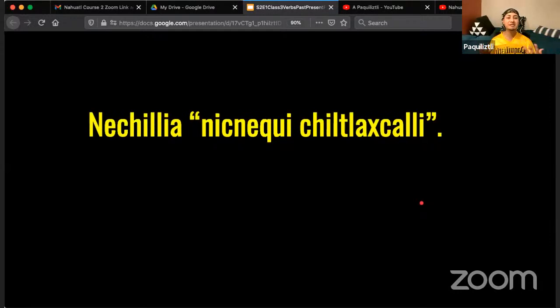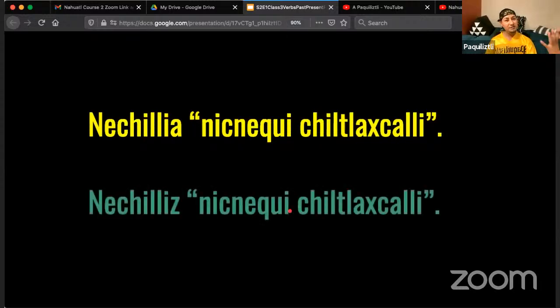This would be translated in English as like enchiladas, which is actually a Spanish word. But chiltlaxcali could be translated as enchiladas, or there's a specific dish that they make in the Huasteca called chiltlaxcali, which is basically tortillas battered in chile, which is like enchiladas. That's literally what enchilada in Spanish means. Okay, so she tells me, Nechilia, nikneki chiltlaxcali, I want enchiladas. And it'll become nechilis, she will tell me, nikneki chiltlaxcali.